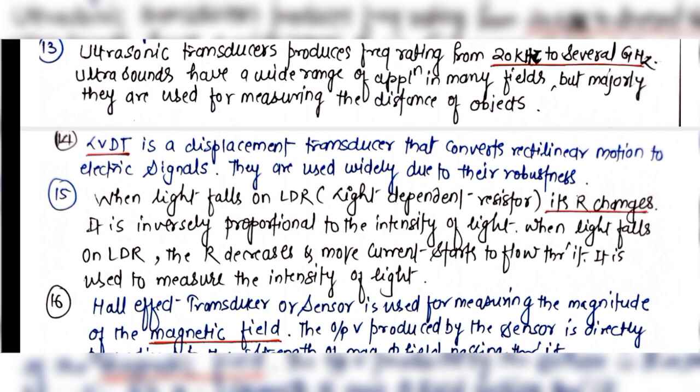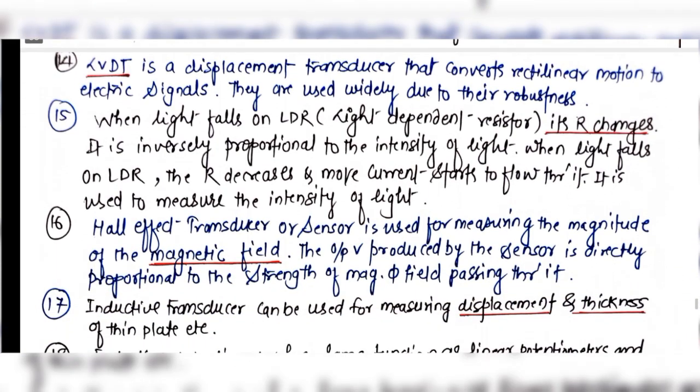LVDT is a displacement transducer that converts rectilinear motion to an electric signal. They are used widely due to their robustness.